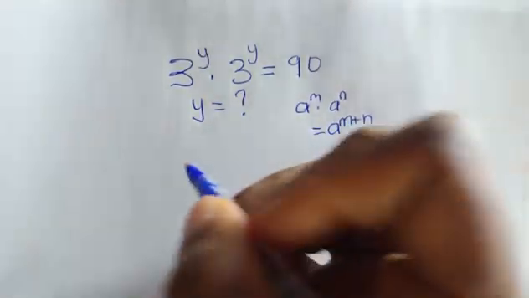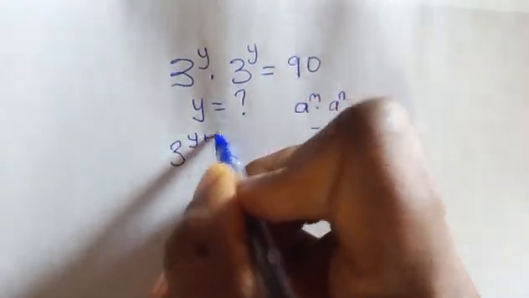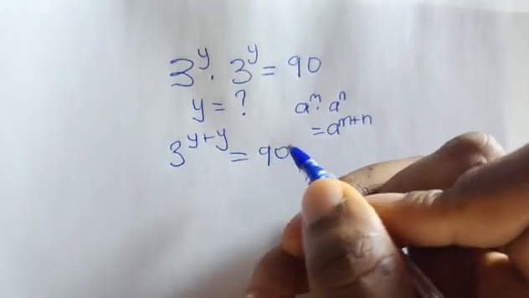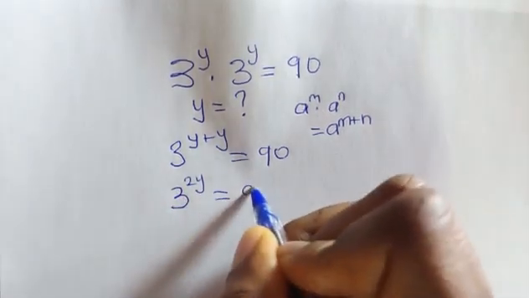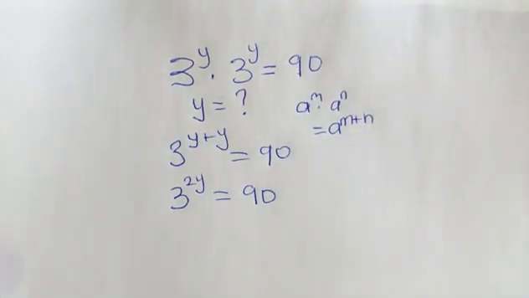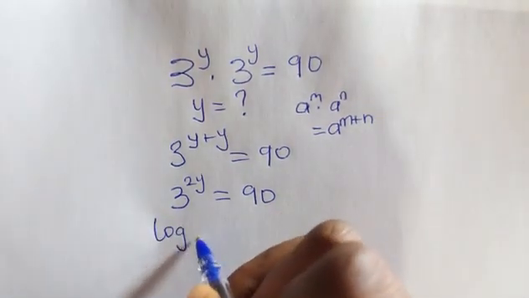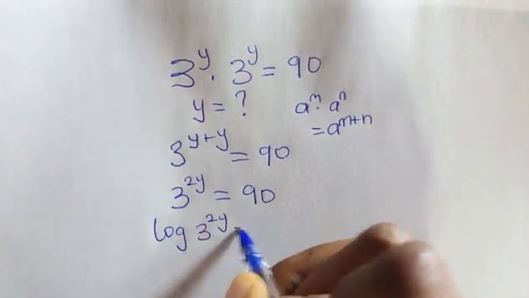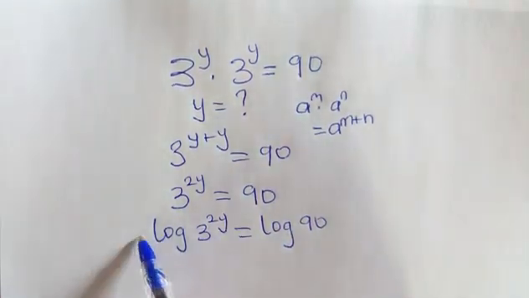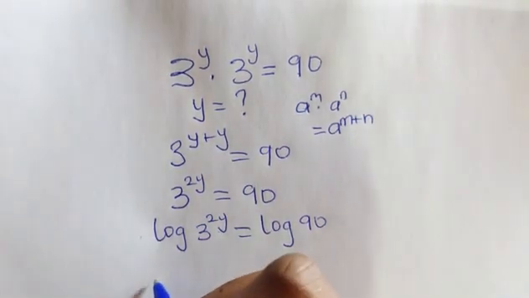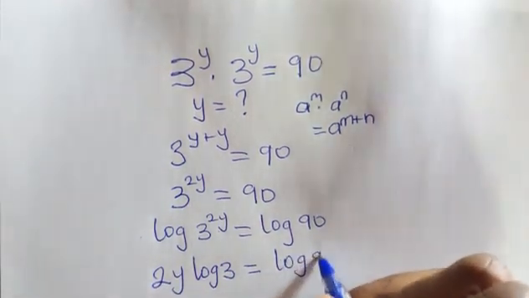Since they are in the same base, we are going to write it as 3 raised to power y plus y equals 90. So we'll have 3 raised to power 2y equals 90. Now we are going to introduce log to both sides of this equation. So we have log 3 raised to power 2y equals log 90. Now this 2y will come to the base. We have 2y log 3 equals log 90.